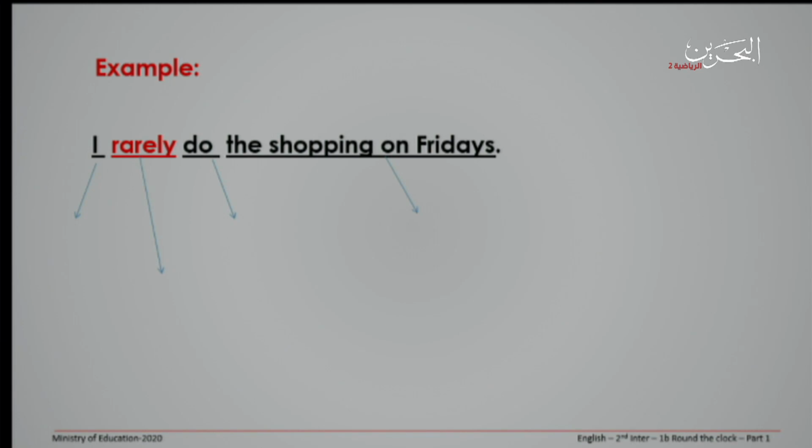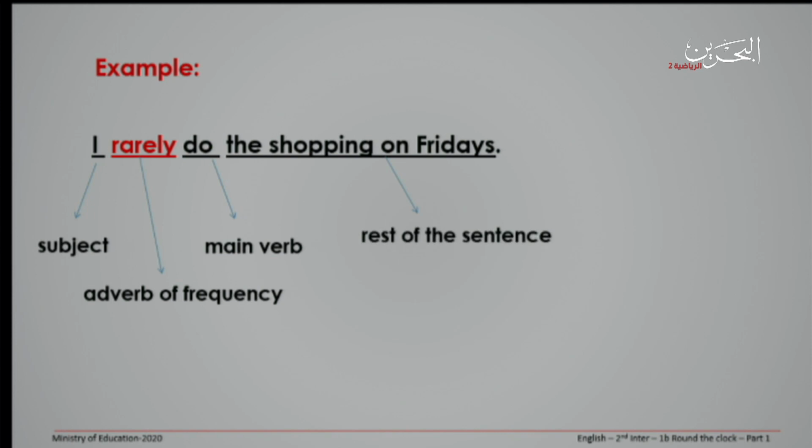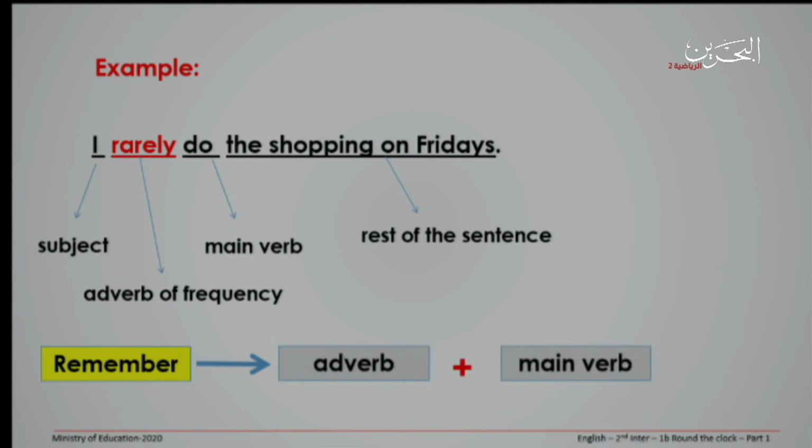Another example is, I rarely do the shopping on Fridays. I is the subject, rarely is the adverb of frequency, do is the main verb, the shopping on Fridays is the rest of the sentence. Don't forget, the adverb here comes before the main verb.